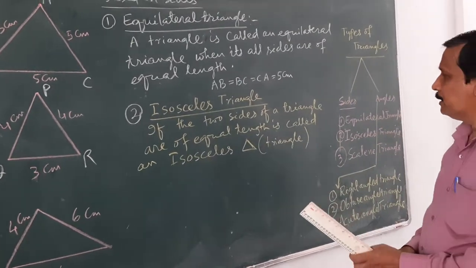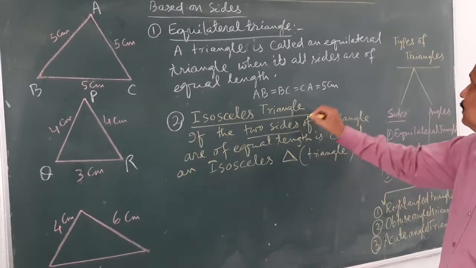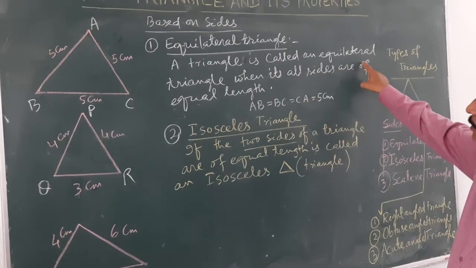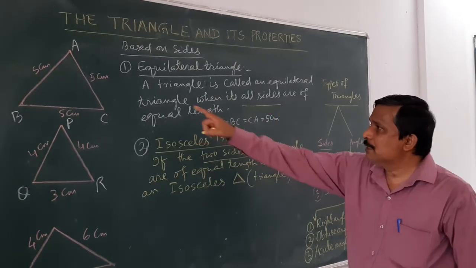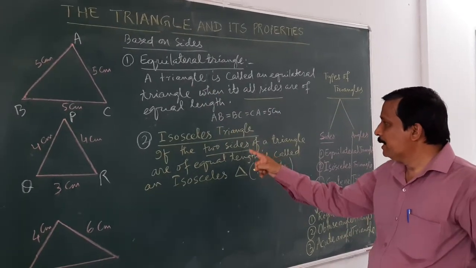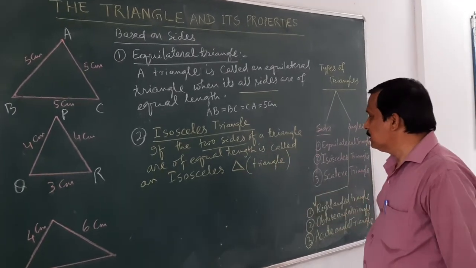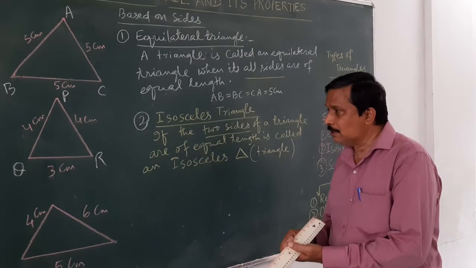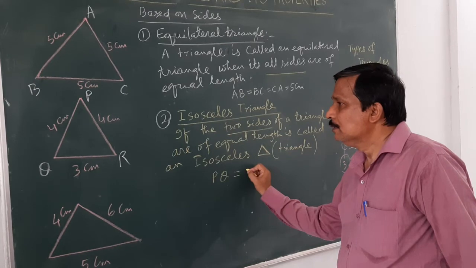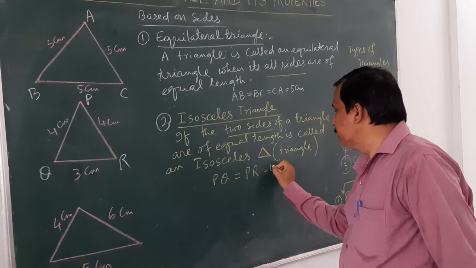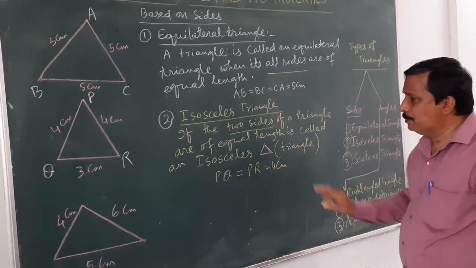So if two sides of a triangle are of equal length, two sides. In an equilateral triangle, all sides means three sides, all three sides were equal. But here, two sides of a triangle are of equal length, it is called an isosceles triangle. So in this case, you see here PQ is equal to PR, 4 centimeter. So an isosceles triangle has two sides that are equal.